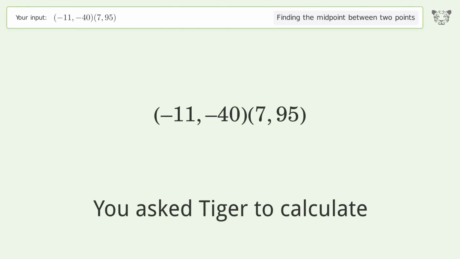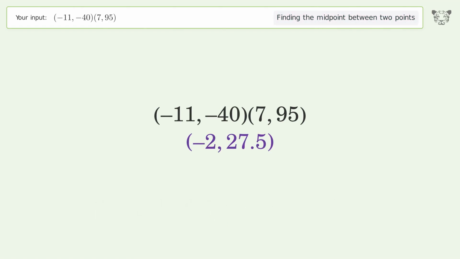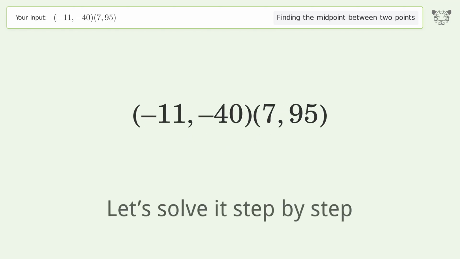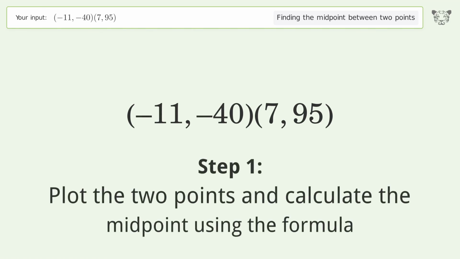You ask Tiger to calculate. This deals with finding the midpoint between 2 points. The midpoint between the 2 points is -2, 27.5. Let's solve it step by step. Plot the 2 points and calculate the midpoint using the formula.